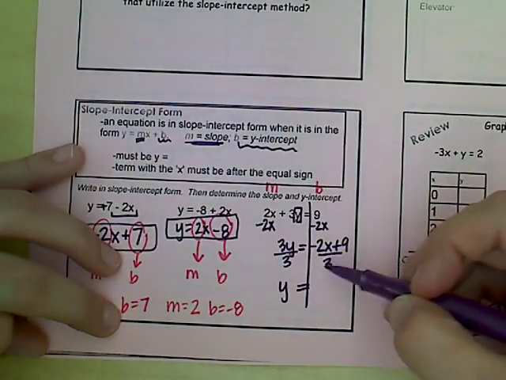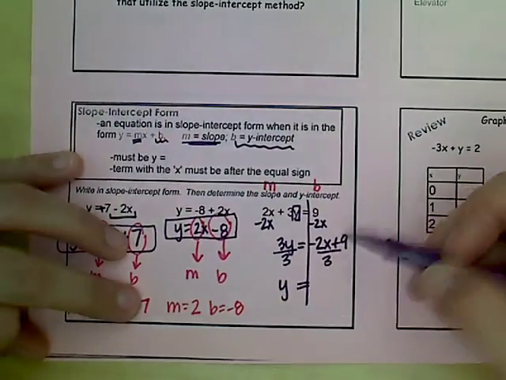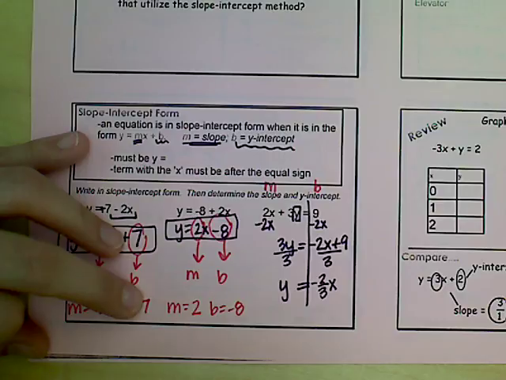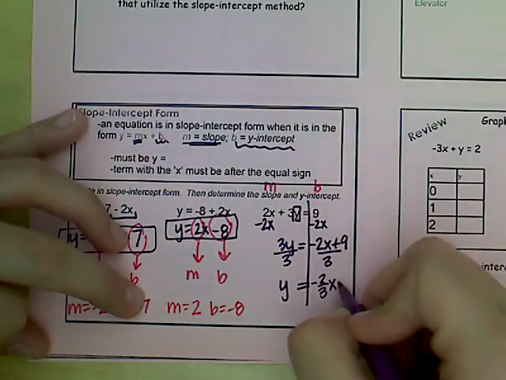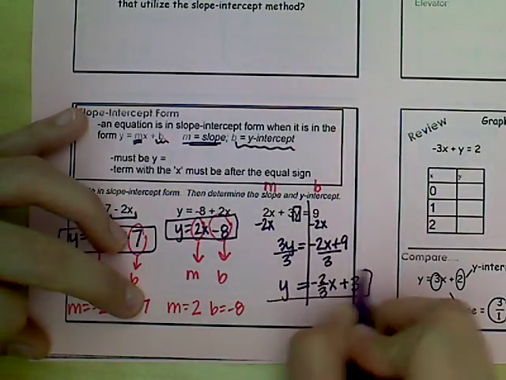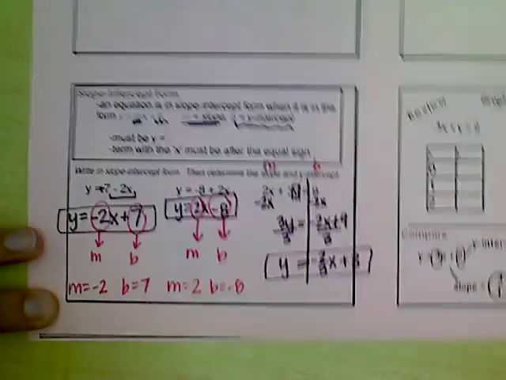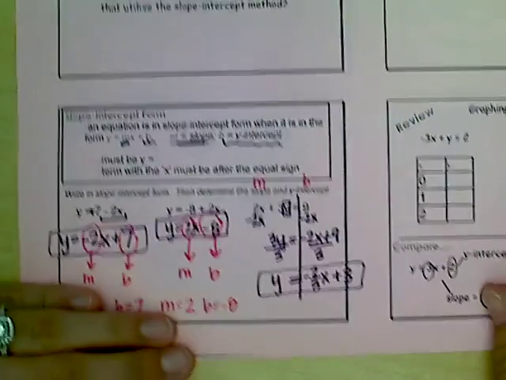Negative 2 over 3 doesn't give me any nice numbers. It won't divide evenly, so I'm going to keep that negative 2/3 x. 9 over 3 simplifies nicely to a plus 3. So that is now in slope-intercept form. Hopefully that process is easier for you now that we've done that a lot of times. Now I just need to find my slope and my y-intercept.